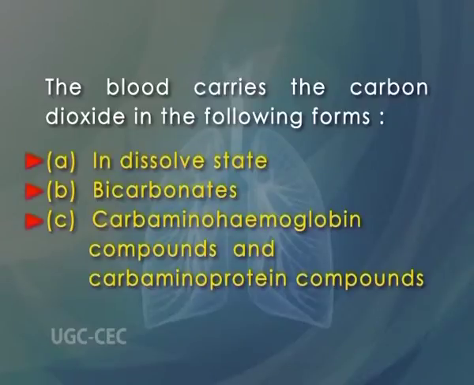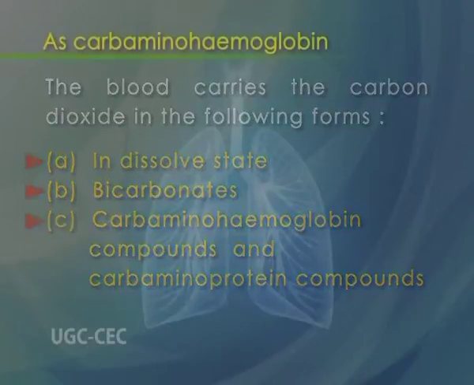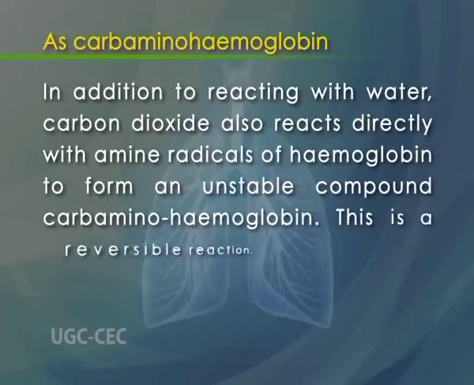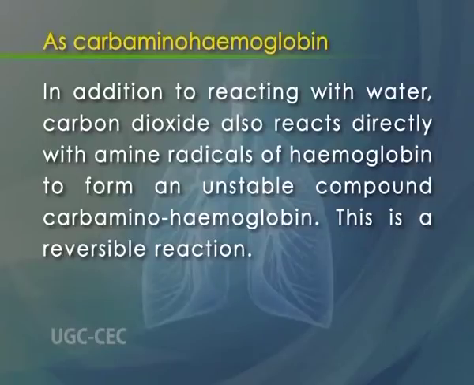Next comes carbaminohemoglobin compounds and carbaminoprotein compounds. In addition to reacting with water, carbon dioxide also reacts directly with amine radicals of hemoglobin to form an unstable compound, carbaminohemoglobin. This is a reversible reaction. A small amount of carbon dioxide also reacts in this same way with the plasma proteins. About 23% of carbon dioxide is transported in combination with hemoglobin and plasma proteins.